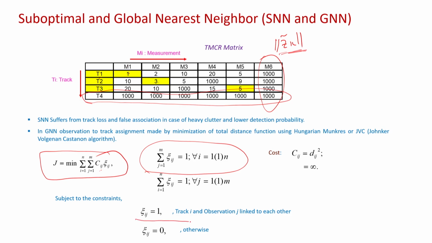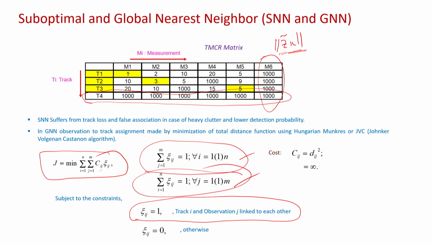If they are linked, it is a binary Boolean number, and you will not call it a probability. It is a Boolean number indicating whether you are linked or not. If you are linked, it is 1; if not linked, it is 0. So that means 1:1 linking. See the way optimization is done. If it is 1:1 linking, then the sum of zeta ij over all the measurements or over all the tracks will be 1, because it is 1:1 linking. So 1:1 linking is expressed mathematically using these two constraints.